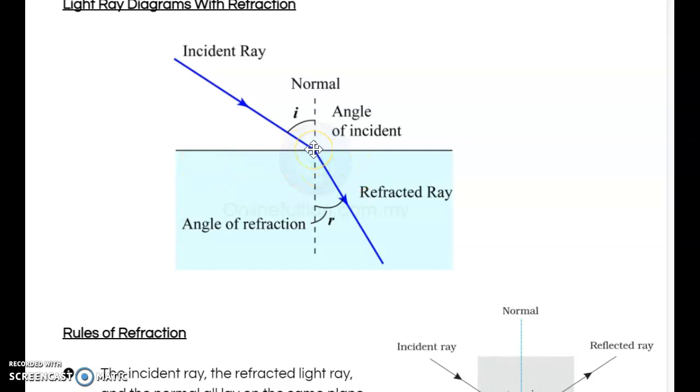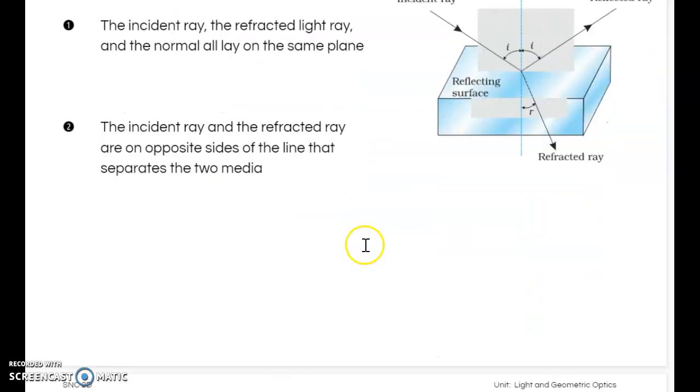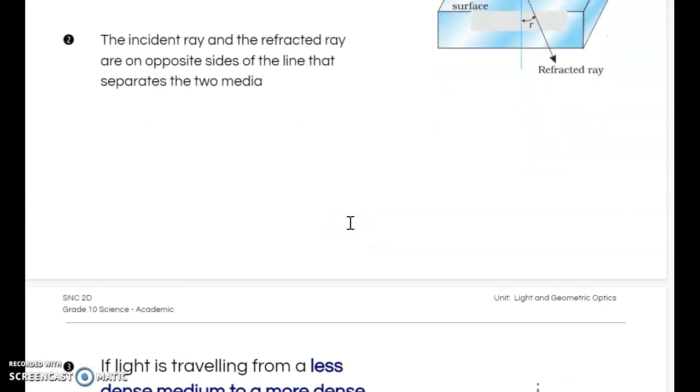In a mirror, we had them lay on the same plane, but they reflected instead of refracted. Reflected instead of refracted: refraction, reflection. Just to give you an idea here.